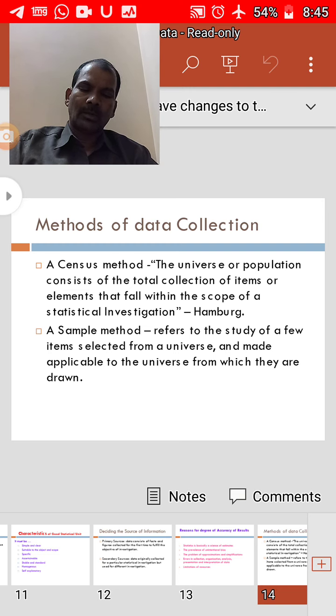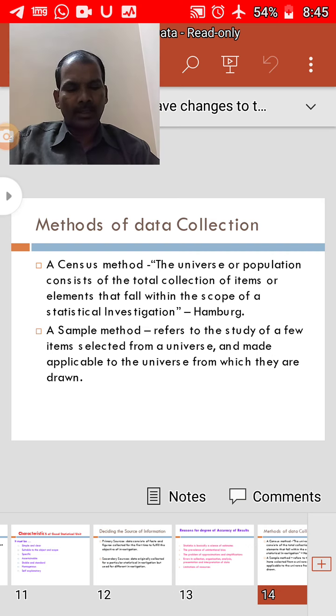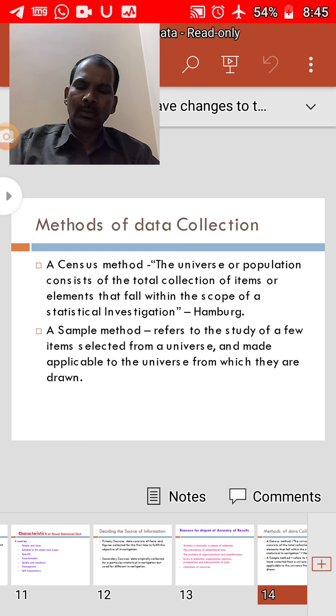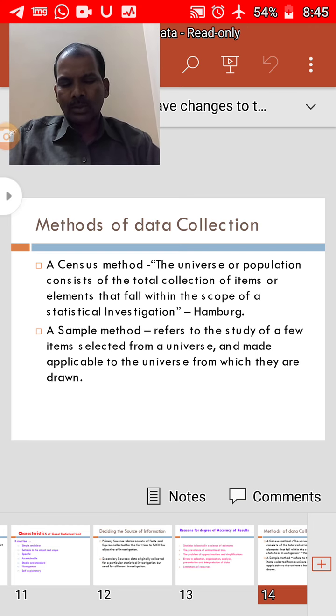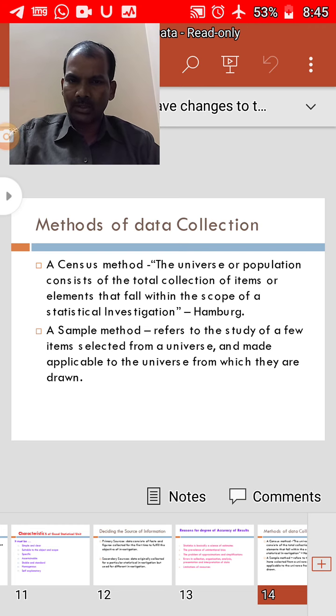Census method is also known as complete enumeration. We will consider complete enumeration in the census method. It implies collection of data for each and every unit of the universe or population. Okay, universe or population. In the words of Hamburg, the universe or population consists of the total collection of items or elements that fall within the scope of statistical investigation.